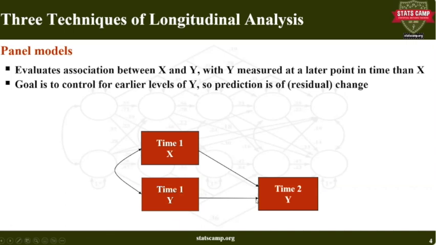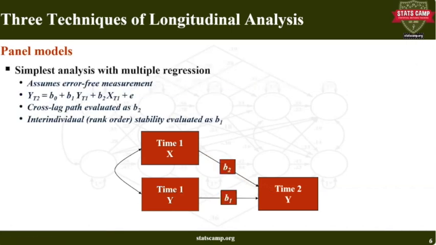So this first parameter, or this first pathway here, is controlling for prior levels of Y. Is there an influence of X on Y? And in the next slide deck, we have those parameters labeled. So we have B1, which is our autoregressive, our individual rank order stability.